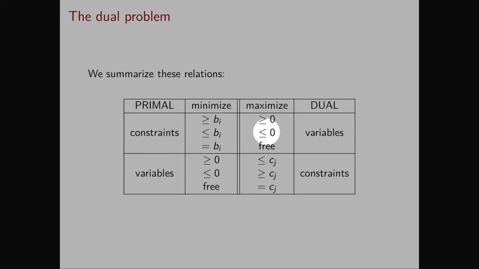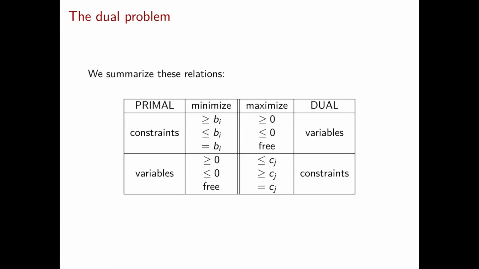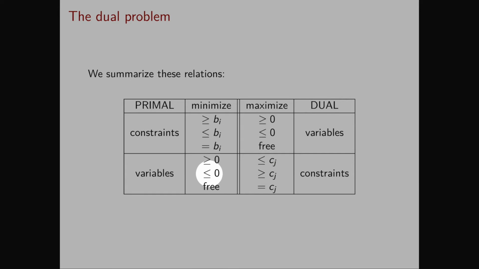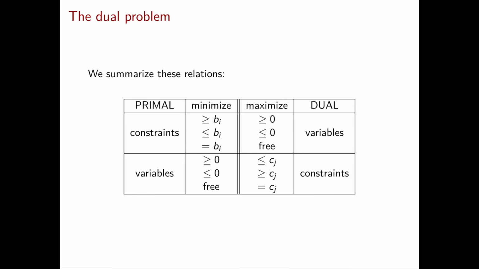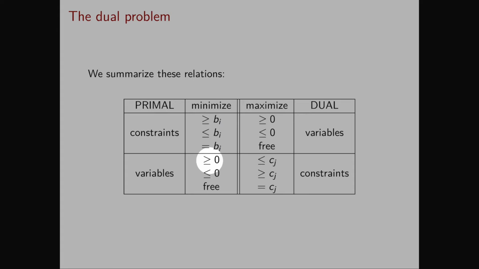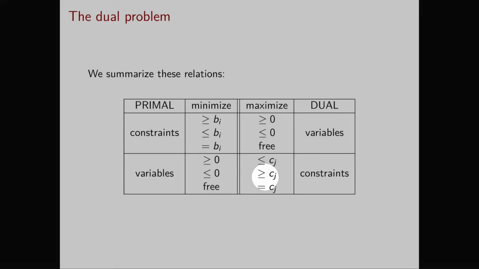Vice versa, for every variable in the primal I have a corresponding dual constraint. And in this second case, the signs between the variables of the primal and the constraints of the dual are somewhat switched. In fact, for every non-negative variable in the primal, I have an inequality constraint in the dual of the form less than or equal to. Vice versa, for every non-positive variable in the primal, I have an inequality constraint in the dual of the form greater than or equal to.